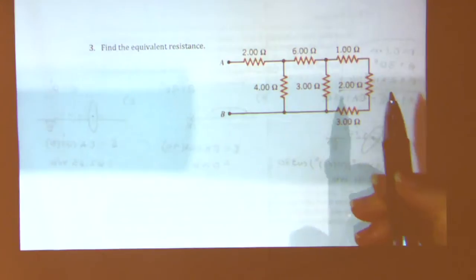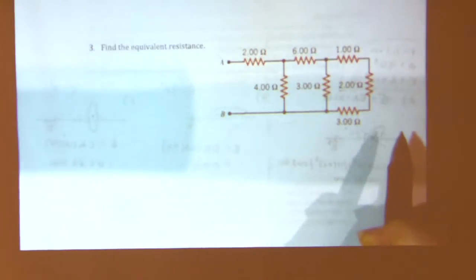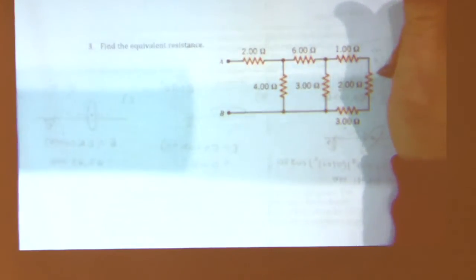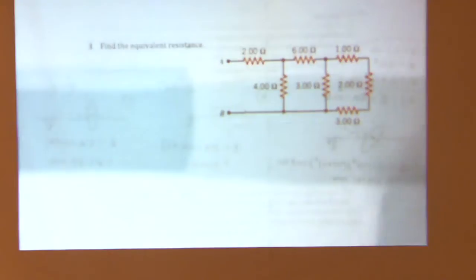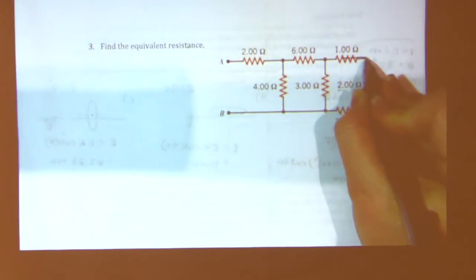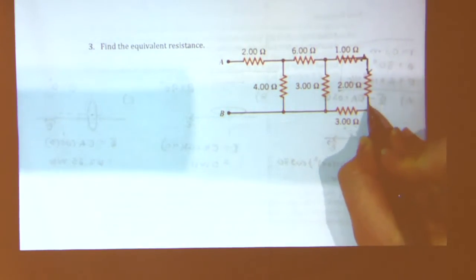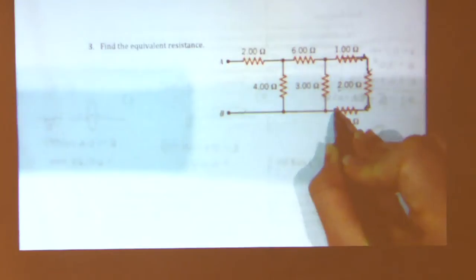I like to start from right to left. I think it's just easiest. There's probably other ways to do it, but this is the easiest for me. So we see that this 1 ohm, 2 ohm, and 3 ohm resistors are all in series because they don't have any junctions between them. When we go through this 1 ohm resistor, we are forced to keep going through the 2, and when we go through the 2, we are forced to go through the 3.